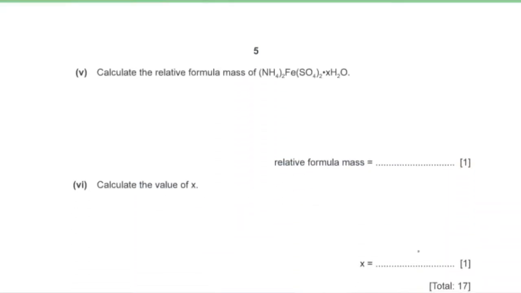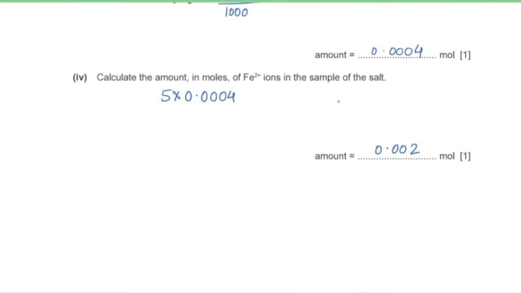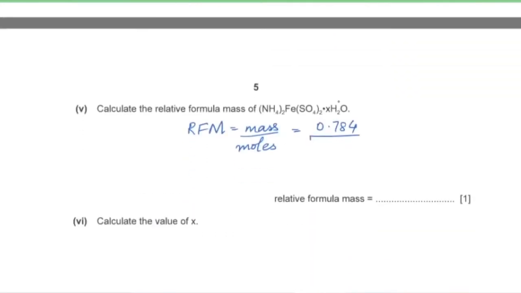Part 5, calculate the relative formula mass of this Mohr salt. So relative formula mass is equal to mass divided by moles. Mass of the Mohr salt, which we are using in this reaction, is 0.784 grams. And the moles of this Mohr salt from the previous part, and that is of Fe2+, is 0.002 moles.